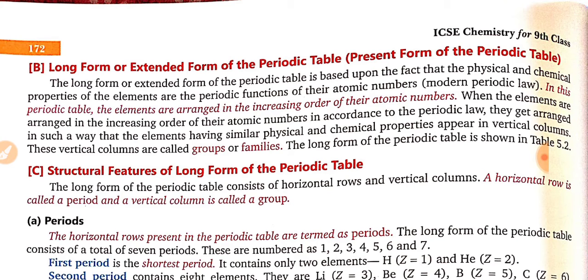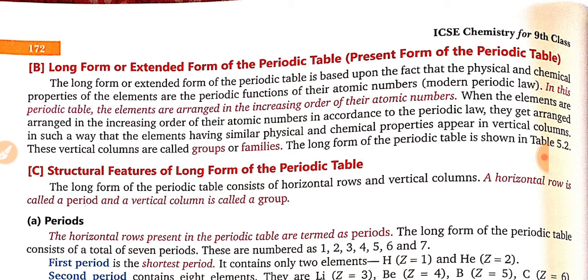The long form or extended form of the periodic table is based upon the fact that the physical and chemical properties of the elements are periodic functions of their atomic numbers. This is also known as the modern periodic law. Mendeleev's table says that the properties of elements are a periodic function of their atomic masses, but now we accept that they are a periodic function of their atomic numbers.